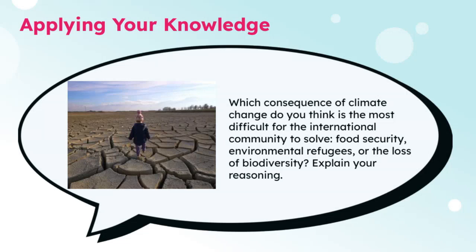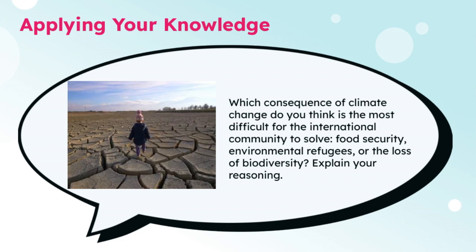Now let's apply your knowledge. The question is, which consequence of climate change do you think is the most difficult for the international community to solve? Food security, environmental refugees, or the loss of biodiversity? Explain your reasoning. This is an evaluation question. There is no single correct answer, but you need to justify your choice.